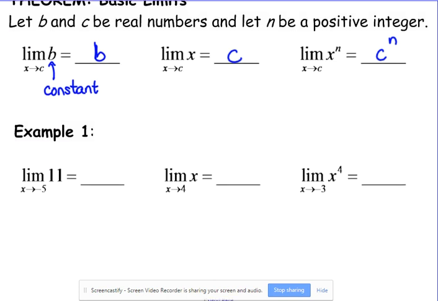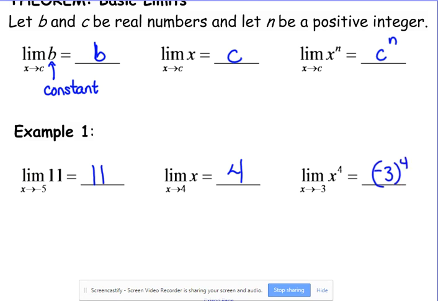So really quickly, let's use these in real life. We've already done some of these examples, so this should be really easy. The limit as x approaches negative 5 of 11 is 11. Constant, answer is always the constant. The limit as x approaches 4 of x, very easy. It's just the value that you are approaching. The last one, almost just as easy. We just need to plug in the negative 3.